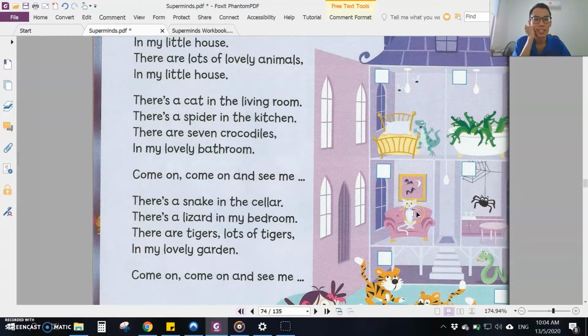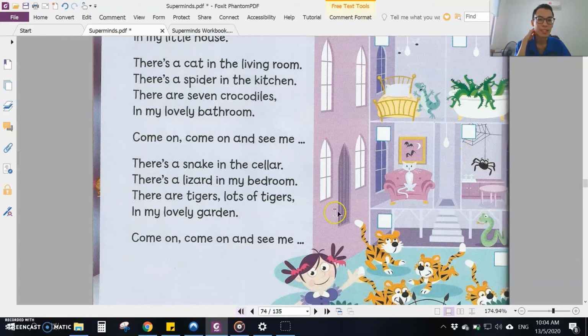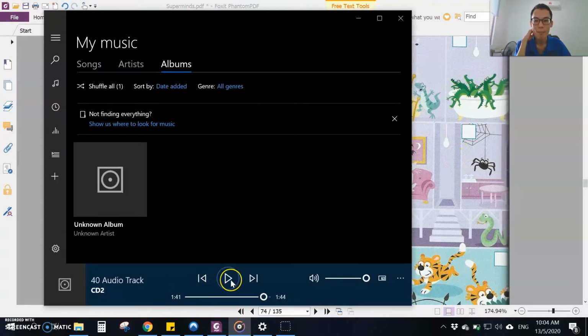So as the song is played, you need to number, right? Which one comes first? If you hear the cat first, then cat you write 1. If you hear the spider second, then the spider you write second. If crocodile you hear the third, then you write number 3. Okay, alright, let's play the song again.